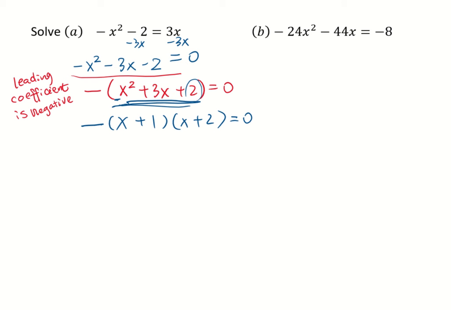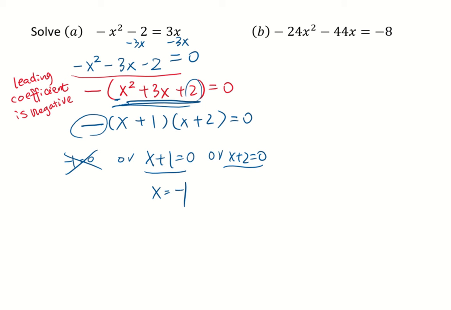Okay, again, according to the zero factor theorem, either this negative 1 is equal to 0, or x plus 1 is equal to 0, or x plus 2 is equal to 0. Obviously, that negative 1 is not 0. So solving for these two equations, we have negative 1 as the solution and negative 2. So two solutions here.